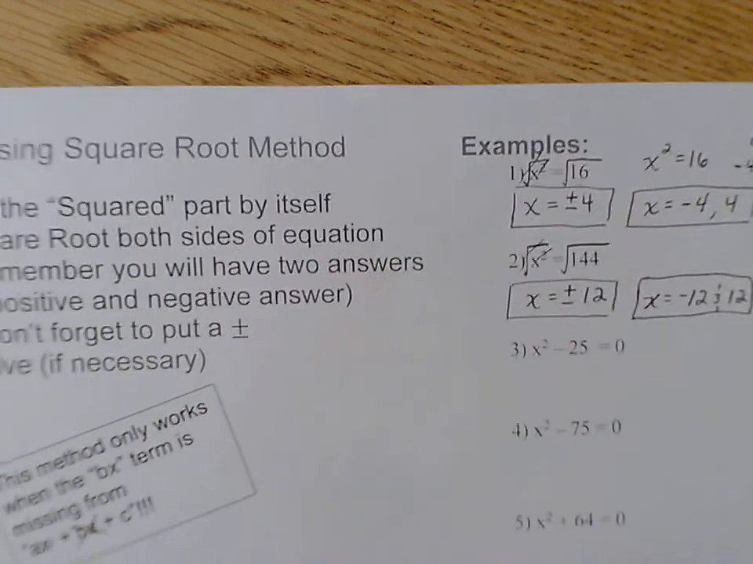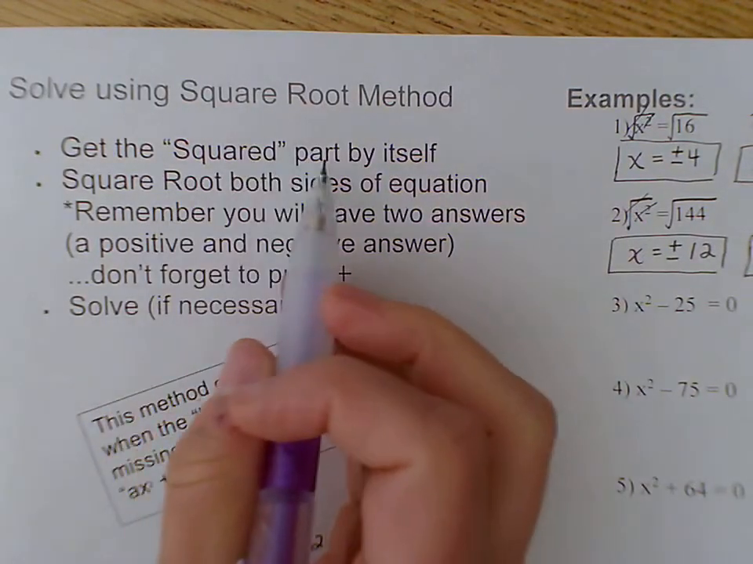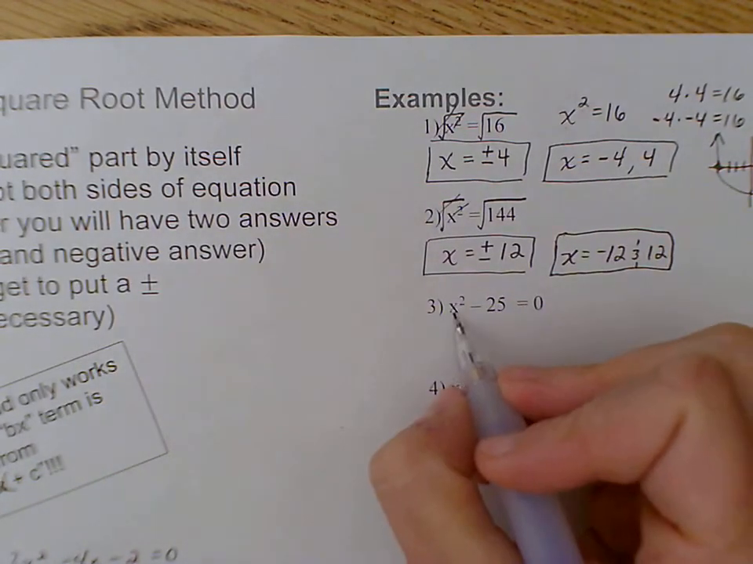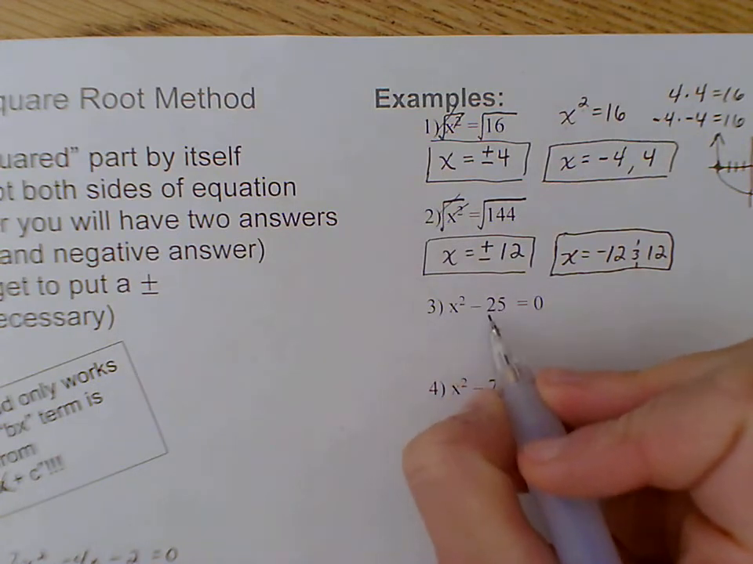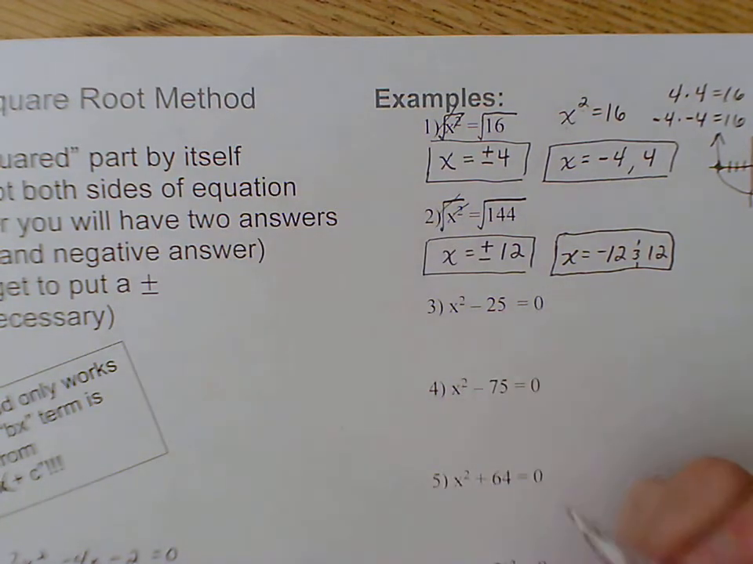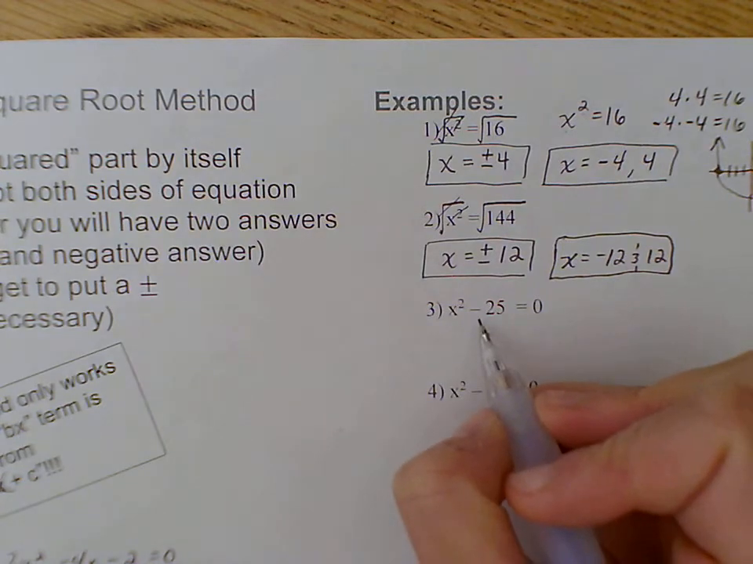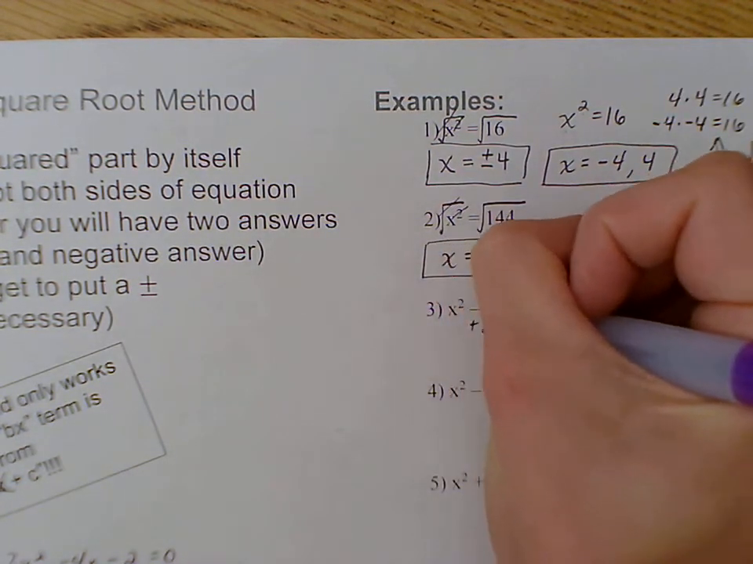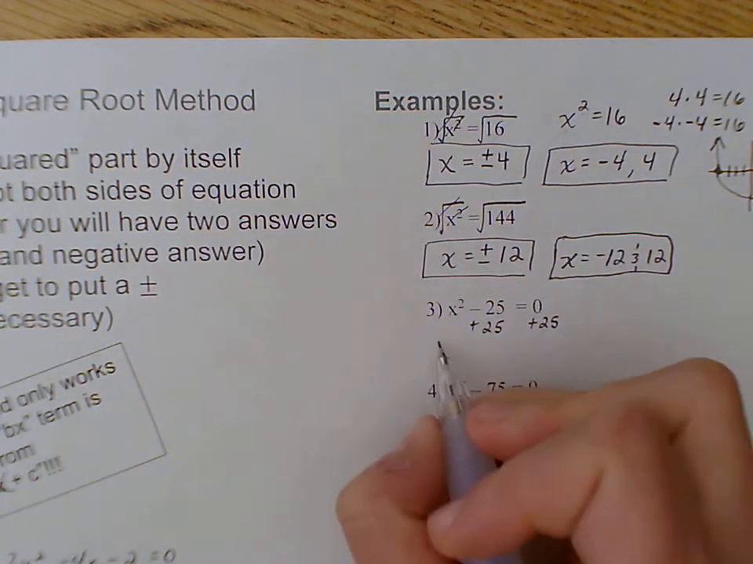So the next one, if you have to solve this one, same story. Get the squared part by itself, then you square root both sides. So notice with this one, the x is being squared, but now you have something else on the same side of the equals with it. So you want to get this to the other side before you can do the square root parts. If you forget to do that, you will mess the problem up, okay? So how do I get this -25 to the other side? Well, I just have to do the opposite. So because I'm subtracting, I'm going to add it to both sides.